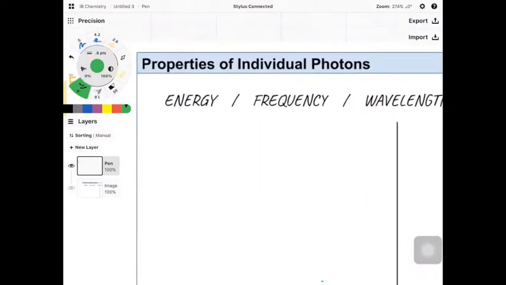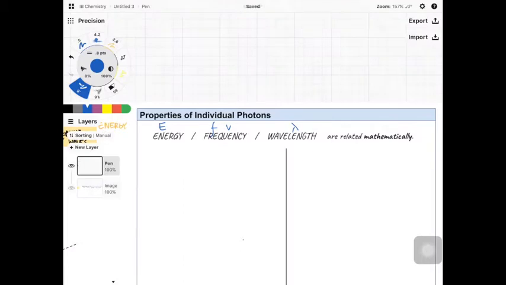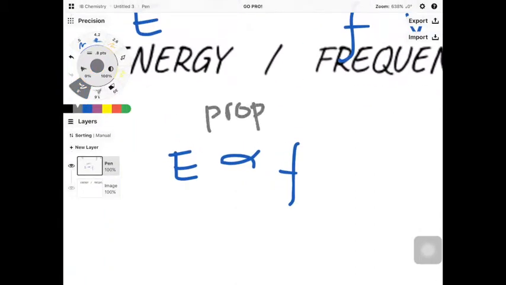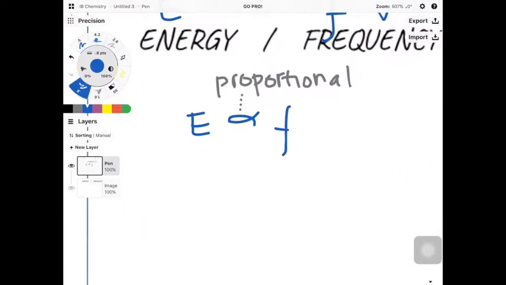Okay, now individual photons can have different amounts of energy. They can have different frequencies and different wavelengths. And all of these properties are related mathematically. So if we're taking a look specifically at energy, the higher the energy, the higher the frequency. And so we say that energy is proportional to frequency. As energy increases, the frequency of the wave increases.